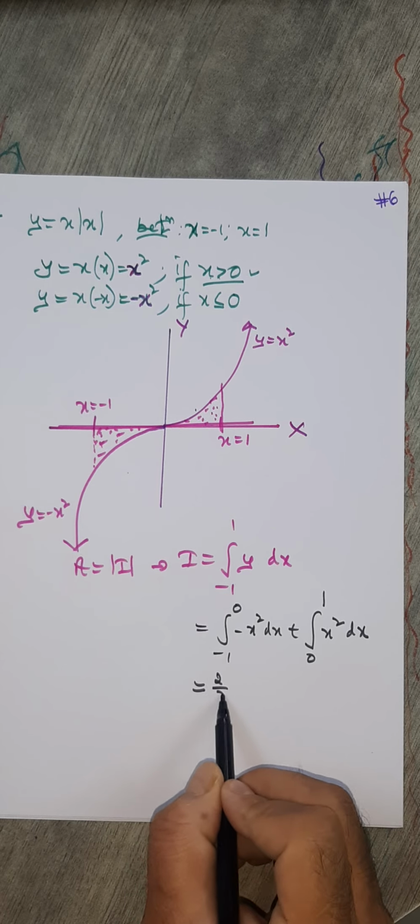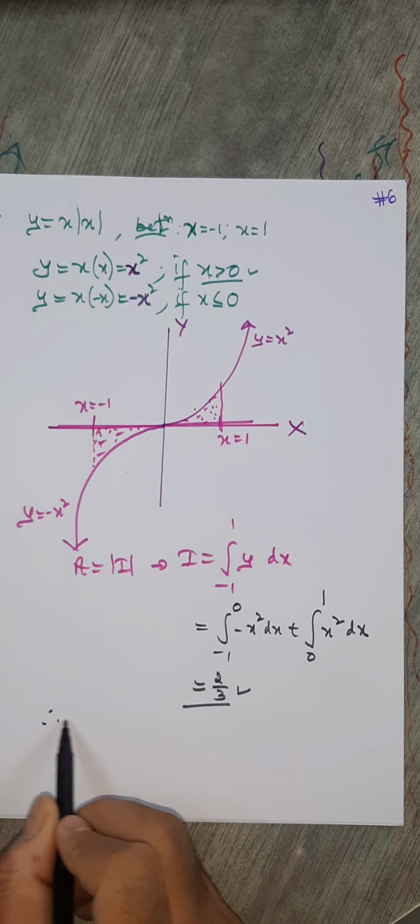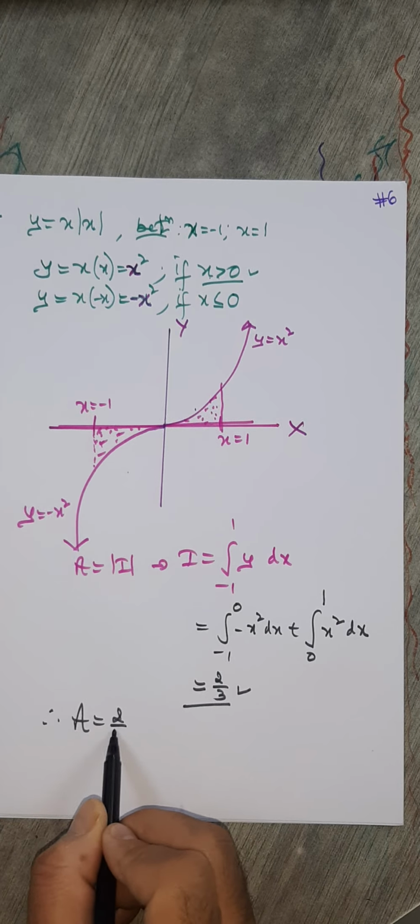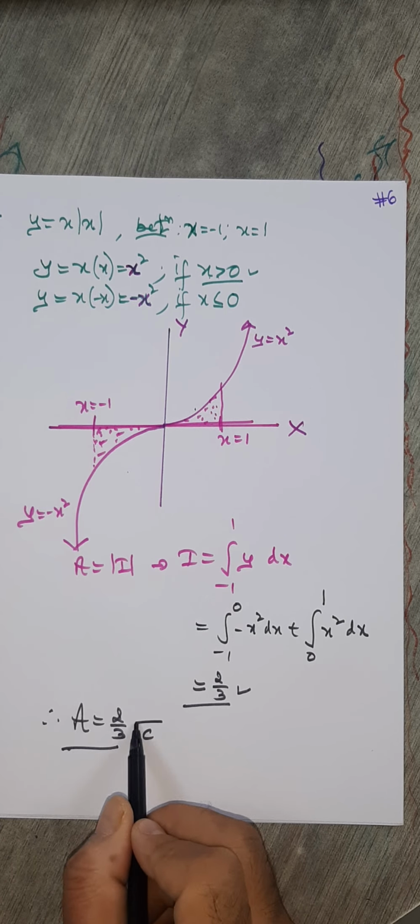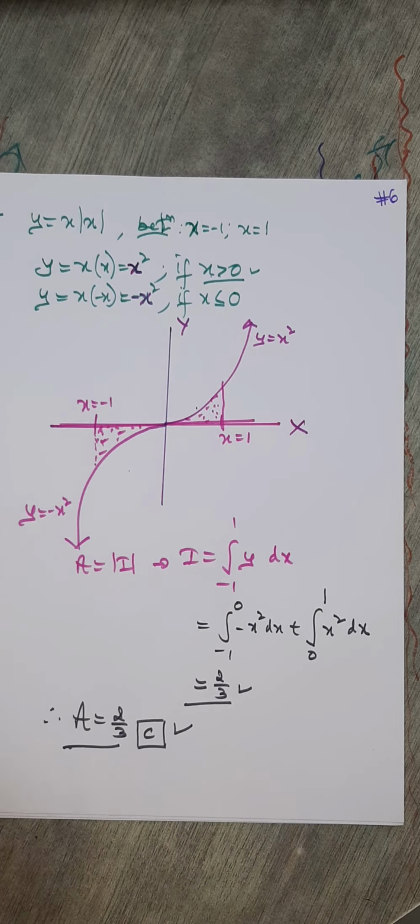You will get 2 by 3, right? And therefore area equals again 2 by 3. I wrote directly here. 2 by 3 is which option? That's option C, remember. Just simplify and check whether it is 2 by 3 or not. Okay.